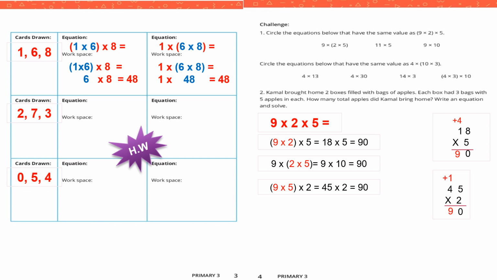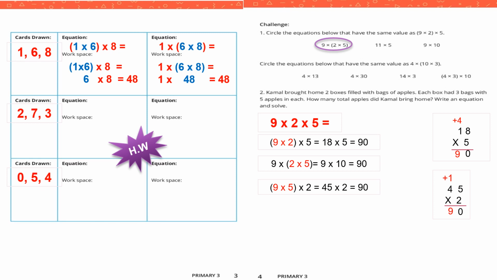Okay, let's go back to our question. Which of these three choices? The first choice, 9 times 2 times 5. They are the same numbers. Sure, it will be the same product. So I must know that if I have the same products, I will take this correct choice. The second choice, 11 times 5. 11 times 5, it's not the same. 11 times 5 equals what first? Equals 55. It's not the same.